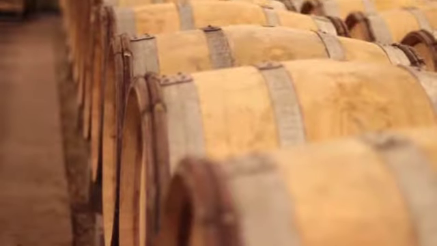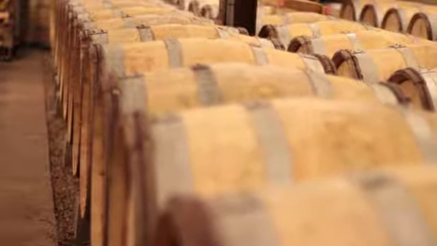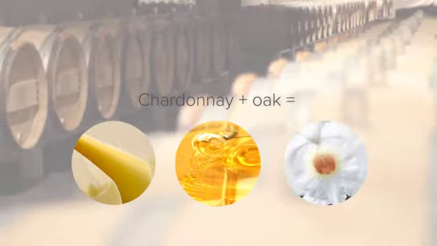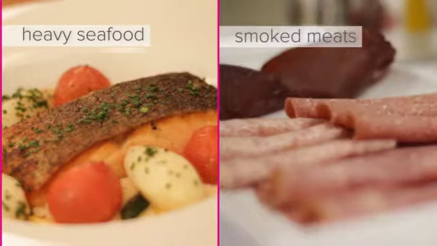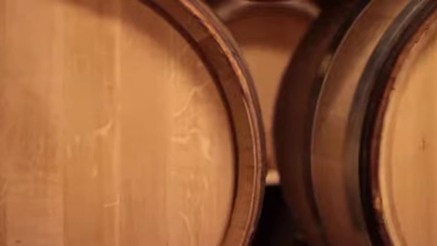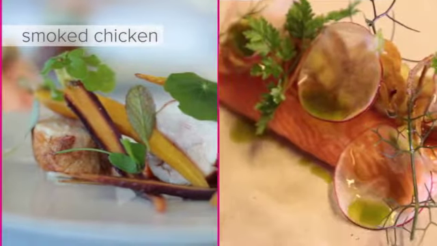Many Chardonnays are matured or even fermented in oak barrels. This adds flavors of butter, honey, and vanilla spice to the wines. Guests who want a full-bodied white wine should have an oaked Chardonnay. Chardonnays go well with heavier seafood dishes, as well as smoked meats. The smoky flavors the wine receives from the oak barrels match perfectly with smoked chicken and fish.